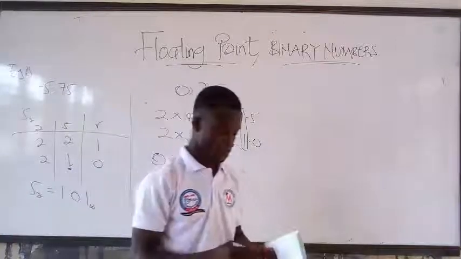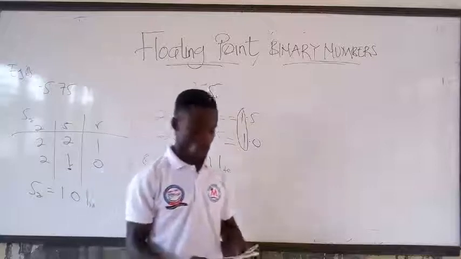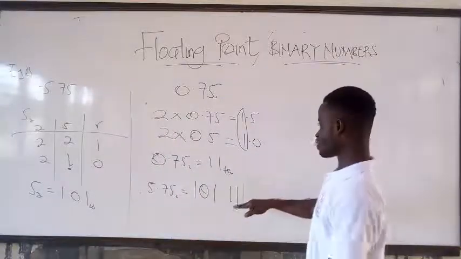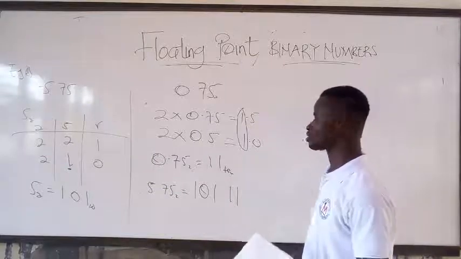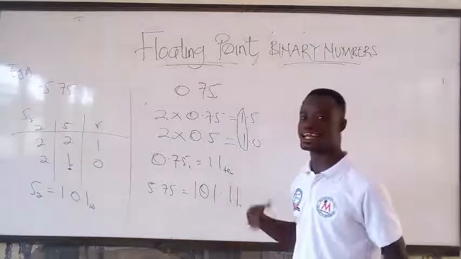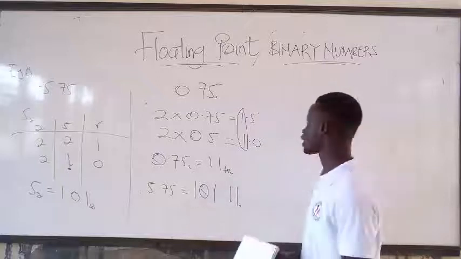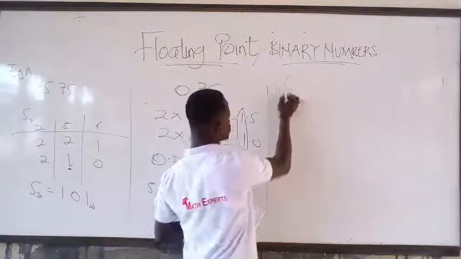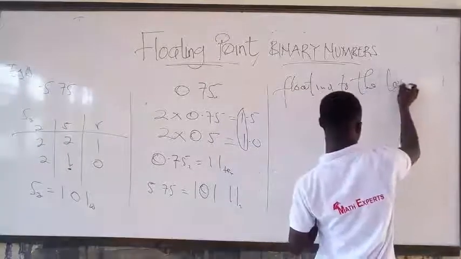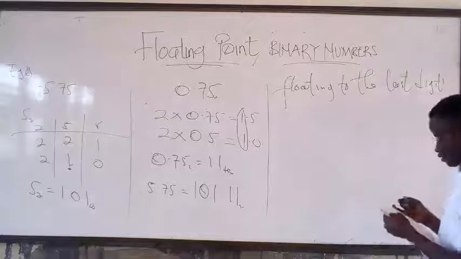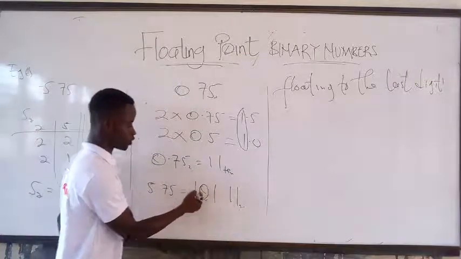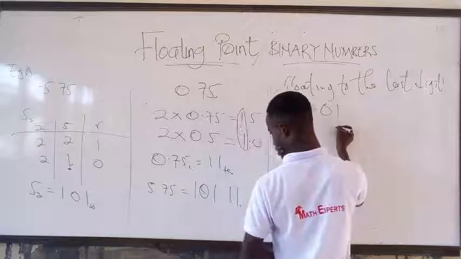Alright, so from here, we move to where we are going to float it to the last digit. So this number that we are going to float to the last digit, we bring it in. We are going to float these results by the last digit. Floating to the last digit, when you float what you have, you get 1.0111.